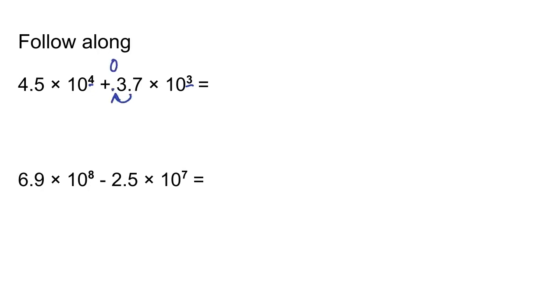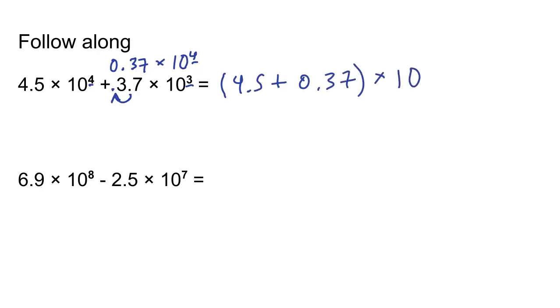So the new coefficient becomes 0.37. And since I moved it to the left, I can add 1 to the exponent. So that becomes 10 to the 4th. And now I have the same exponents. So I can go ahead and add the coefficients, which are 4.5 and 0.37 times 10 to the 4th power.